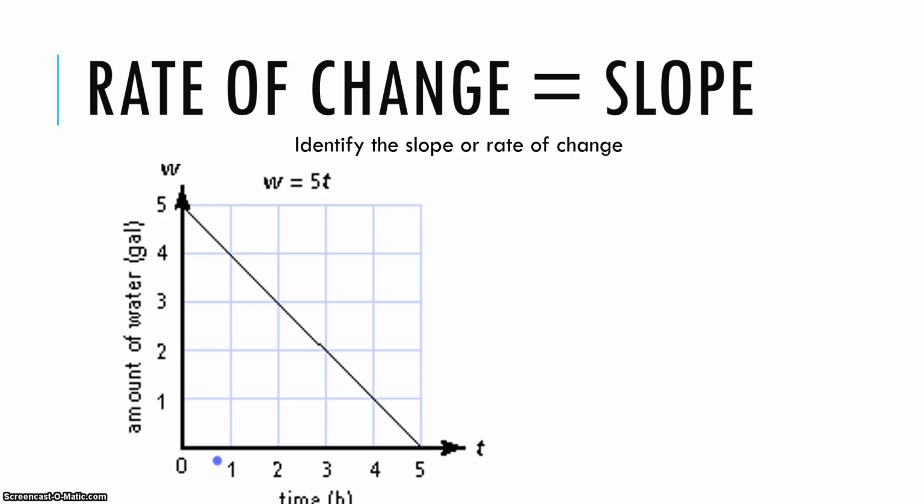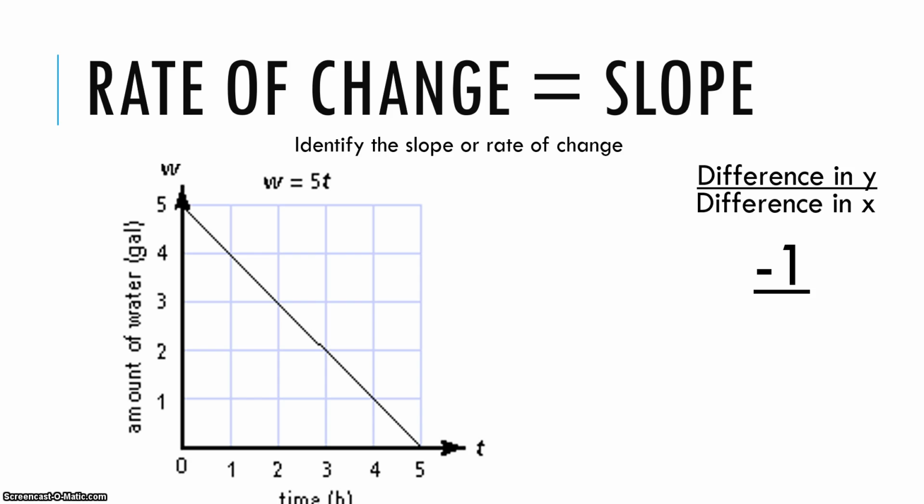Looking at this graph, again we're thinking difference in y's over difference in x. So this one is negative 1 over 1, which is the same as negative 1. You see we go down 1, right 1.